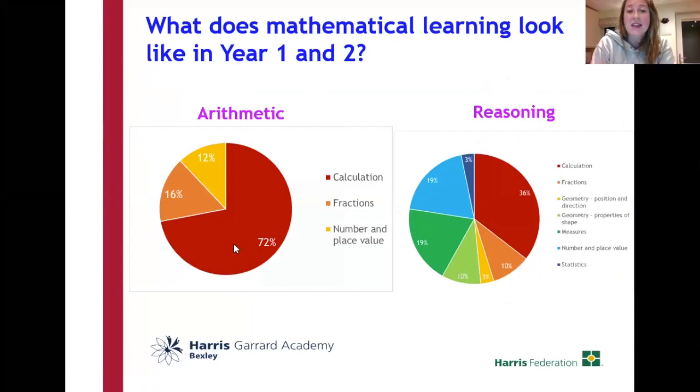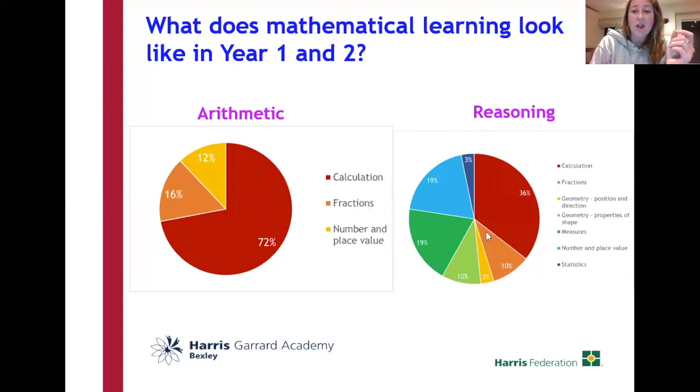So their arithmetic, so can they solve simple sums like 8 plus 7, 9 plus 20, 200 plus 9? Can they then reason, I have 9 sweets and I get 17 more, how many sweets do I have altogether? And you will see that even in the reasoning paper, 36% of that is still calculation based. So it's still looking at addition, subtraction, multiplication and division. And 72% is calculation based in the arithmetic paper. So it's looking at your 4 operations. So addition, subtraction, multiplication and division are so, so key. I'll also touch a tiny little bit on fractions today.